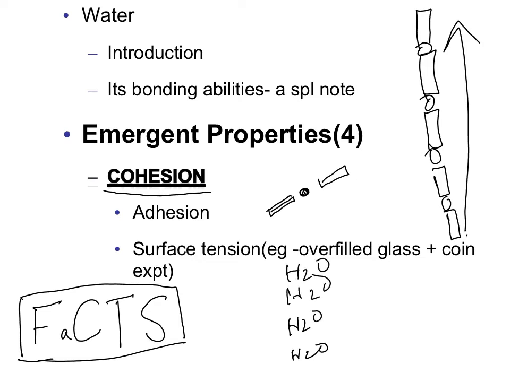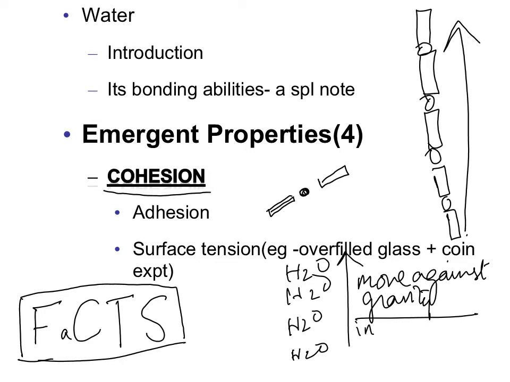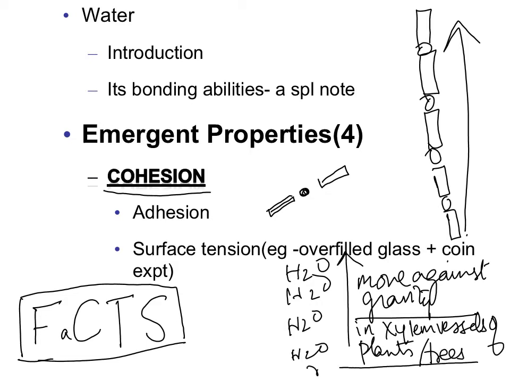And that makes it move against gravity in these xylem vessels of plants, trees. So from the root to the leaf, water is able to reach these parts, because of the property of cohesion.